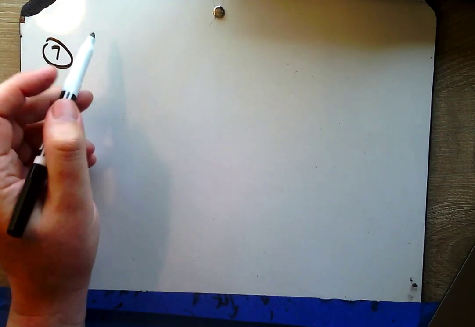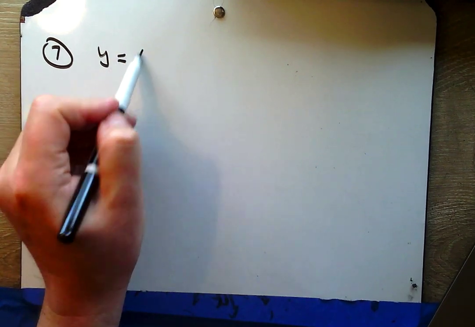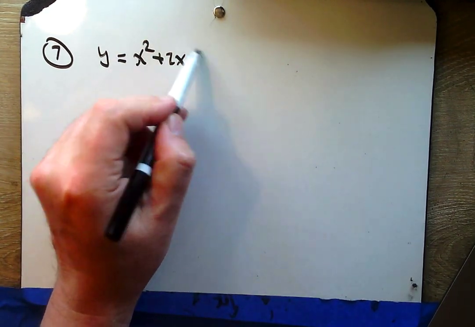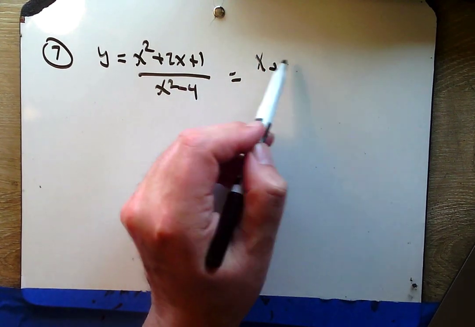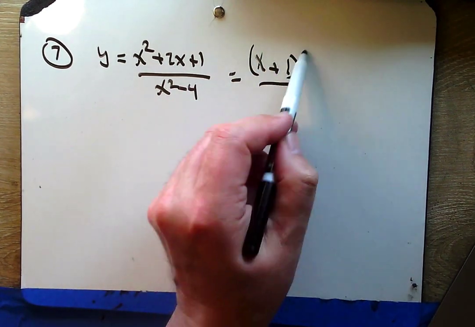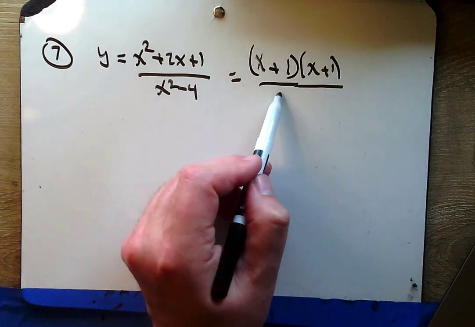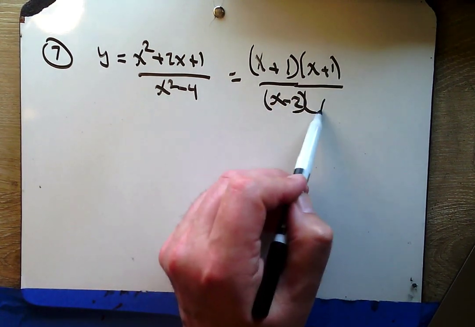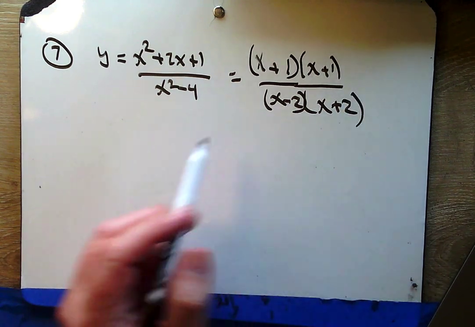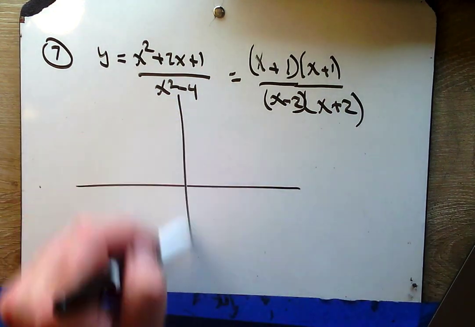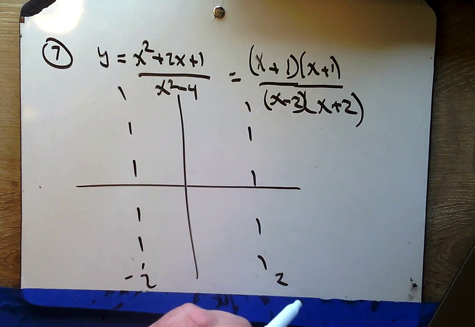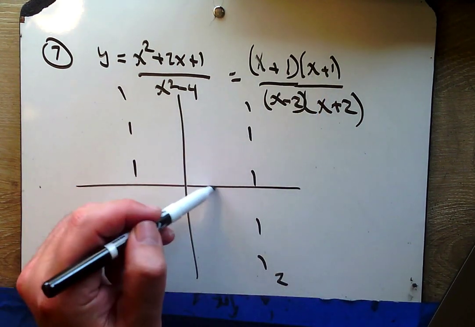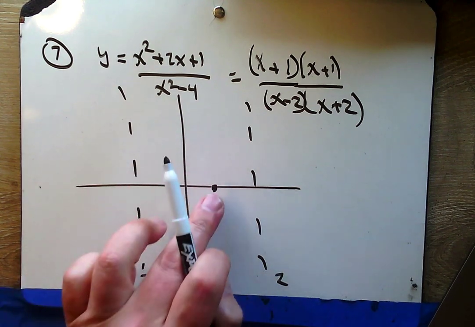How about this problem, number 7, still from round 1. y equals x squared plus 2x plus 1 over x squared minus 4. Well, it's the same as x plus 1 times x plus 1 over x minus 2, x plus 2. So we know that we have vertical asymptotes of -2 and +2. We also have an x-intercept at 1. Oops, -1.